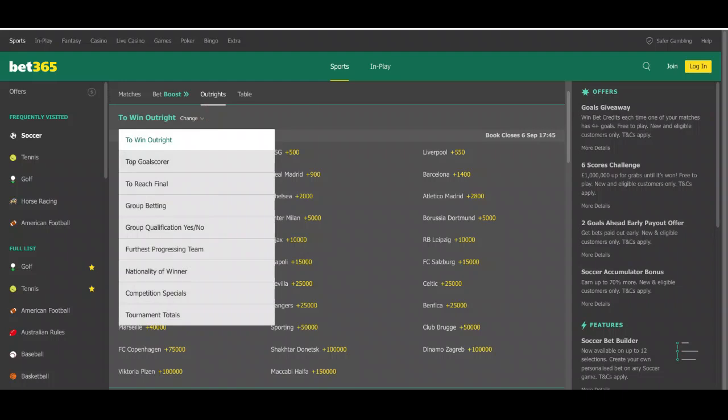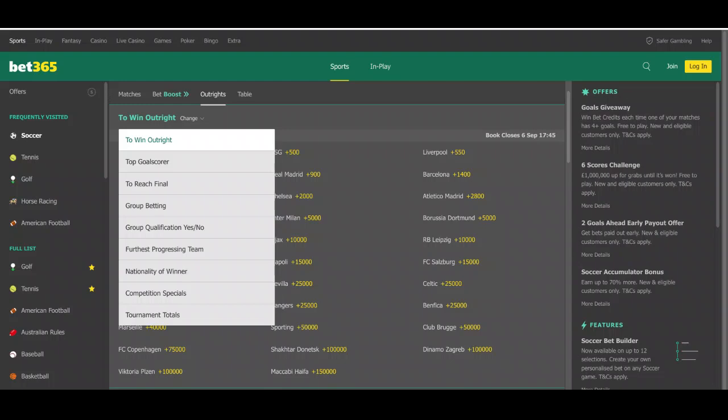Now, you've got a plethora of different markets to wager on for the Champions League. You can go with top goal scorer, which I'm going to go ahead and say is probably going to be Erling Haaland. You can go with the to reach the final market, the group betting market. So you can bet individually on each group. You can bet on which teams will qualify for the next round. And you can do quite a few other things there. So nationality of the winners, the competition special. So great, great markets here at Bet365.